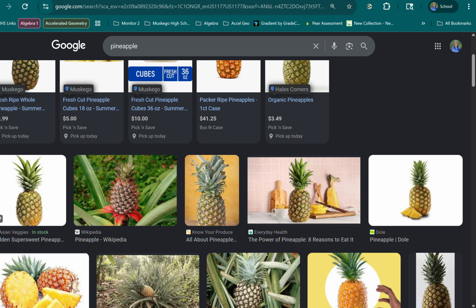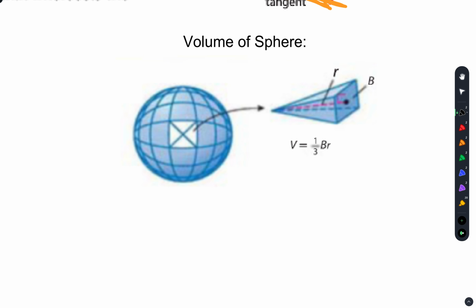If I were to take one of those sections out of my pineapple, it would basically look like a pyramid. Okay, how do we find the volume of a pyramid? The volume of one pyramid is 1/3 base times height. The height of each one of these little pyramids that makes up my sphere goes from the center of the sphere to the outside. That's a radius. So instead of height, we're going to use r for radius.